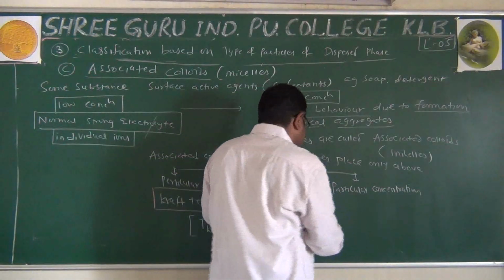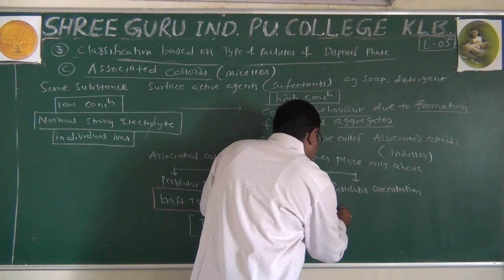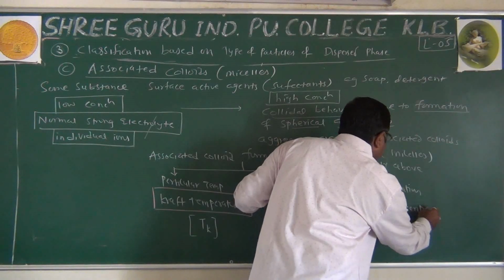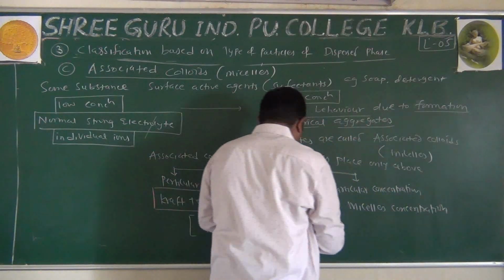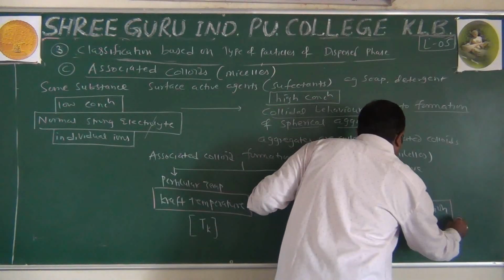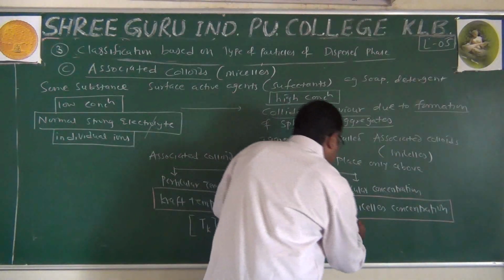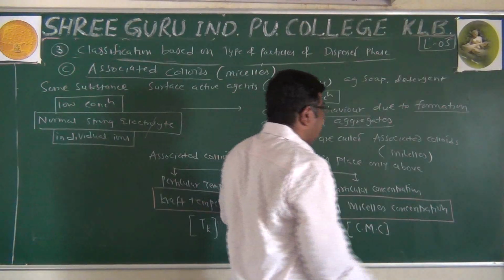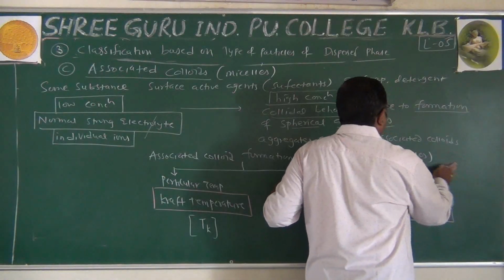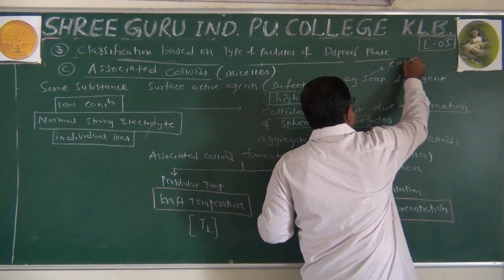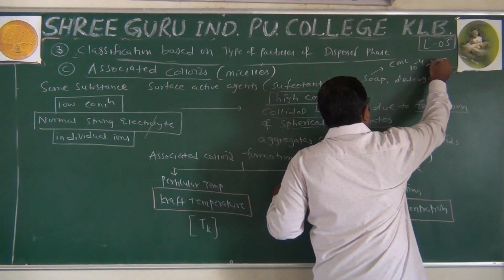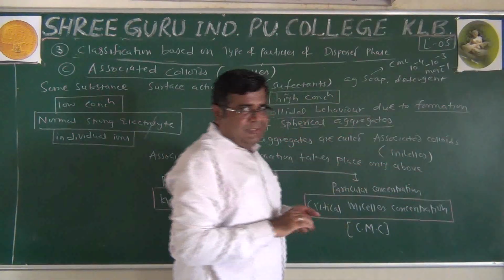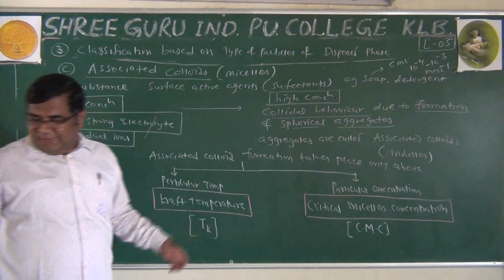above a particular concentration called critical micelle concentration, also abbreviated as CMC, and for soap, here is the soap, CMC is 10⁻⁴ to 10⁻³ mole per liter. It's only for soap, not detergent. That value is mentioned, that's why I am mentioning it.